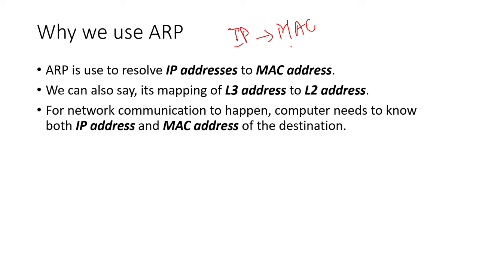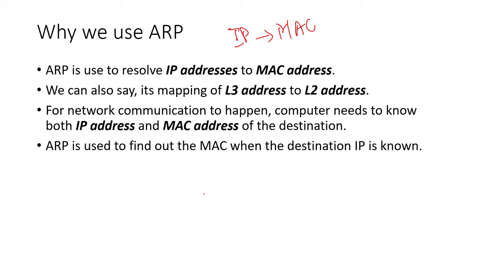For network communication to happen, a computer needs to know both the IP address and the MAC address of the destination. ARP is used to find out the MAC when the destination IP is known. So the device that wants to send some data must know the IP of the destination. Now let's take an example and see how ARP actually works.